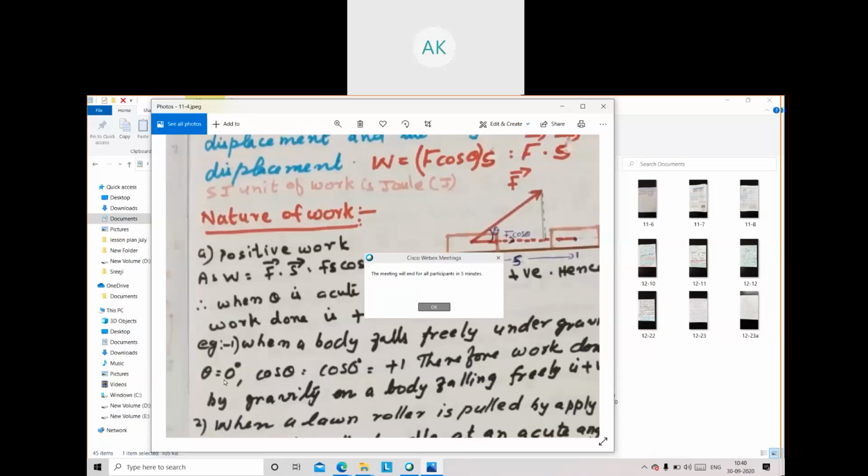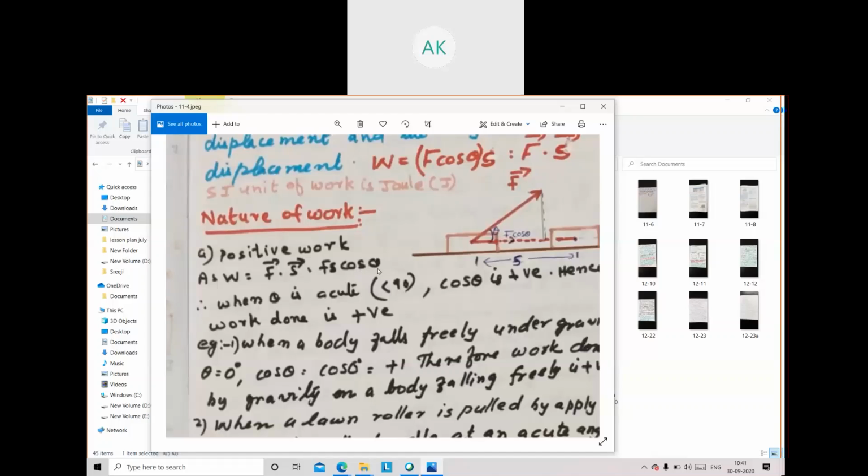Another case, tell. Only 5 minutes more. Another case, tell. Please tell fast. Work done 0. If F is 0, if we are not at all applying any force, there is no displacement, and work done is 0.